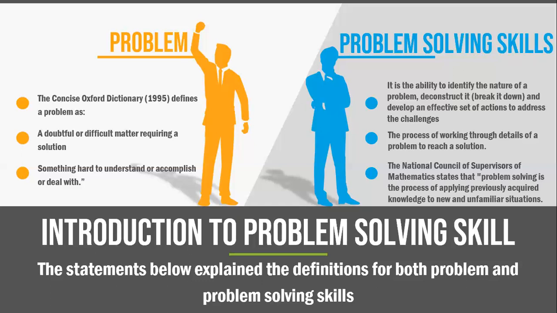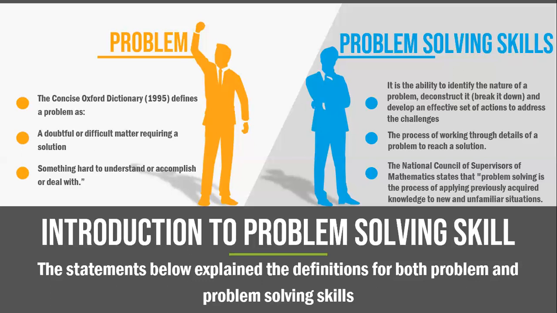The second definition is the process of working through the details of a problem to reach a solution. That is also problem solving skill, a simpler way to define it. But I like this last definition, by the National Council of Supervisors of Mathematics, which states that problem solving is the process of applying previously acquired knowledge.